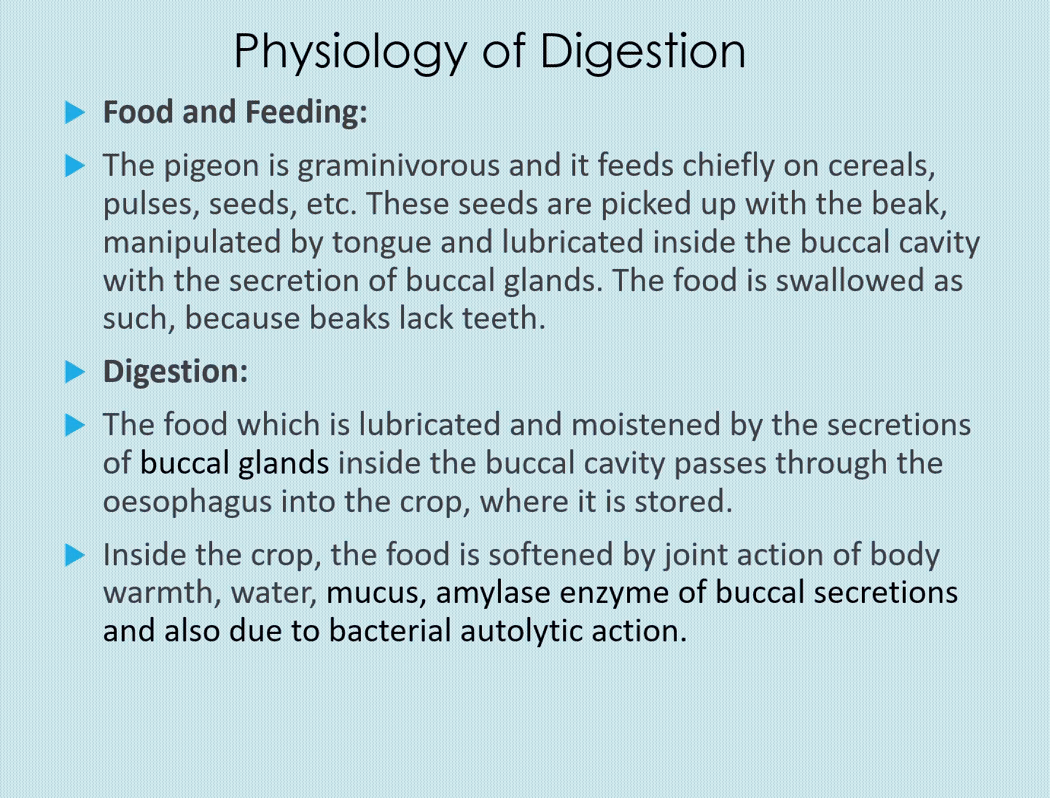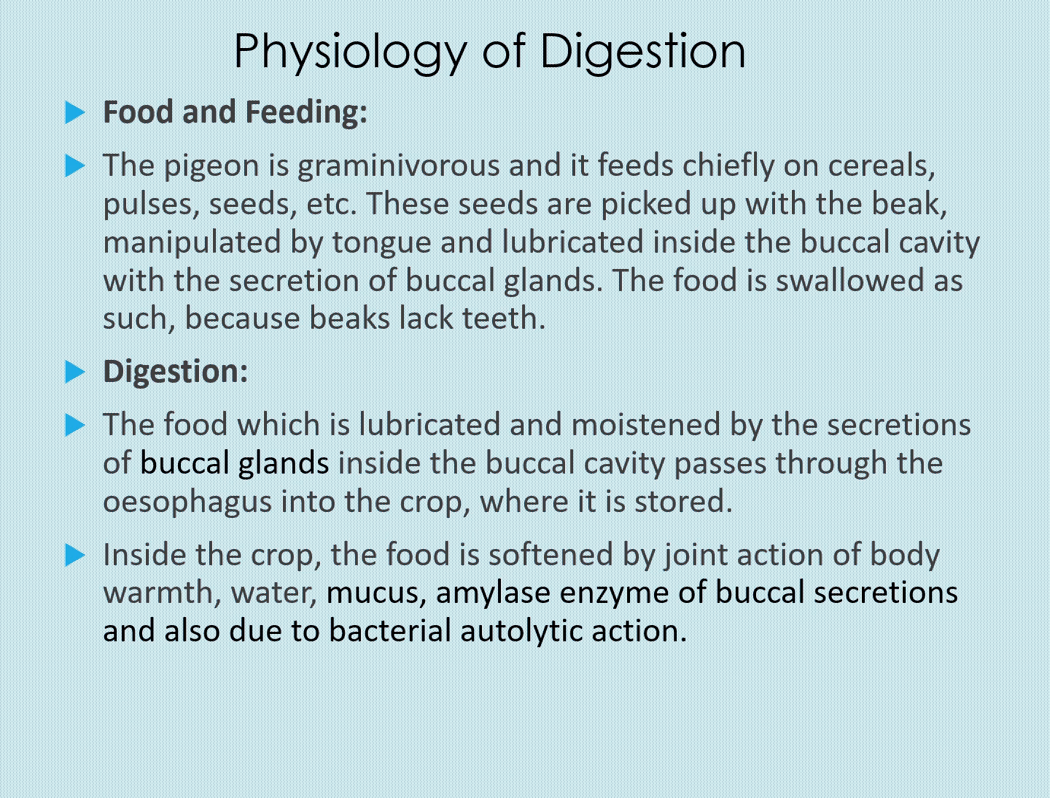Coming to the physiology of digestion. The pigeon is graminivorous. It feeds chiefly on cereals, pulses, seeds, etc. The seeds are picked up with the beak, manipulated by the tongue, and lubricated inside the buccal cavity with the secretion of the buccal glands. The food is then swallowed as such because the beak lacks teeth.